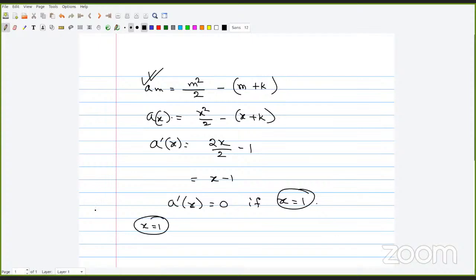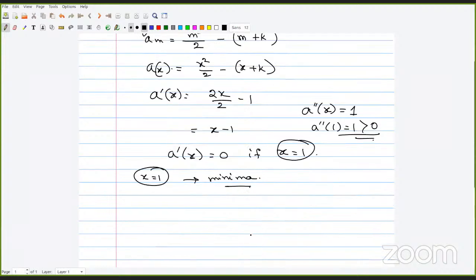So when x equals 1, you have a critical point. What is the double dash of x? A double dash of 1 is also 1, so it is greater than 0. So it is a local minima. You know that this function has a local minima at x equal to 1. The minimum value of the sequence occurs at A1, so the minimum value will be this: minus half minus k.